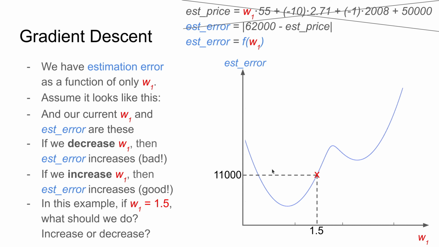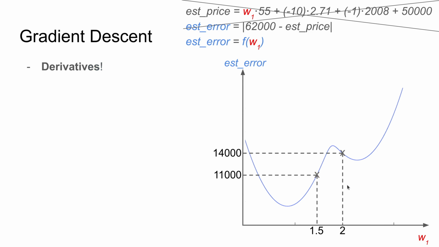How about in this case? Do we want to increase W1 or decrease W1? Well, in this case, we would like to decrease W1 because we want to make the error smaller. So to answer whether we should increase W1 or decrease W1, we can use derivatives.